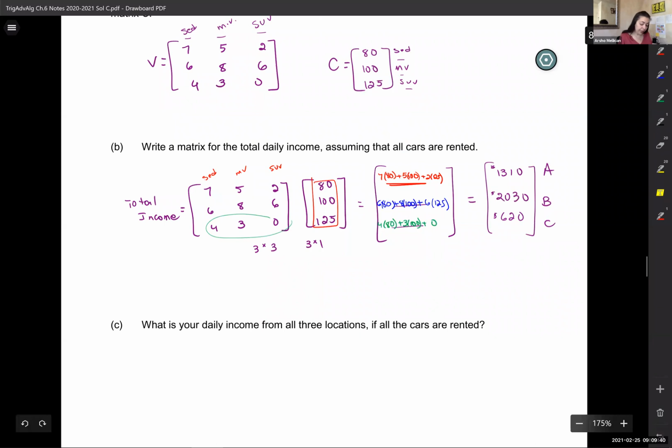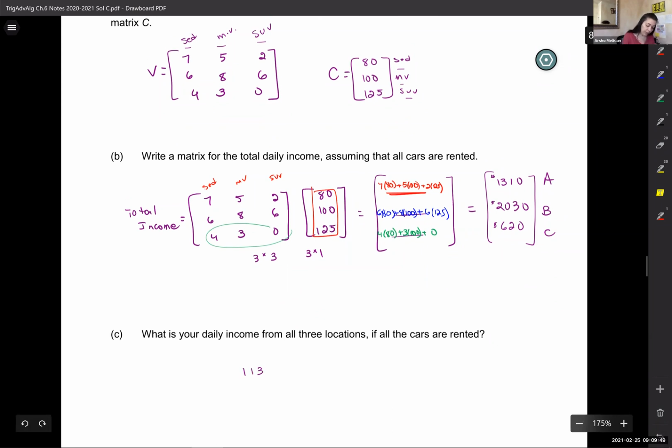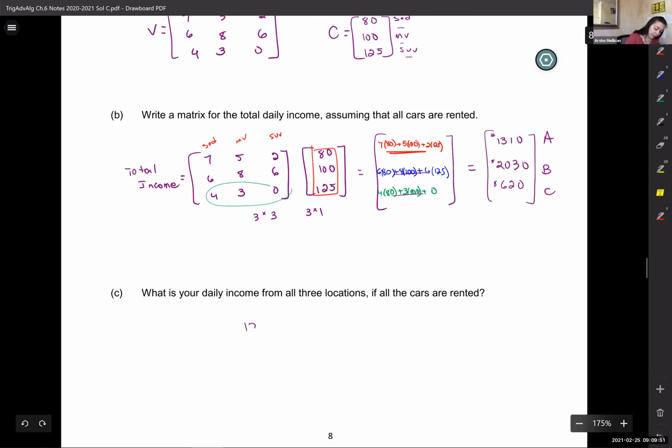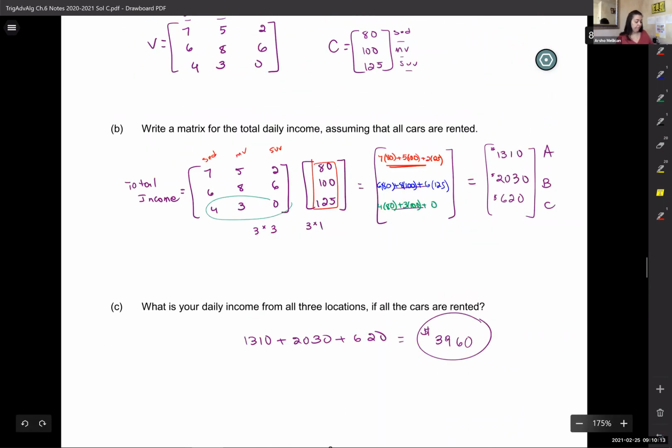So finally, what is your daily income from all 3 locations? The daily income from all 3 locations is the sum of all 3 of these. So 1310 plus 2030 plus 620, and that's $3,960. Okay? All right. So that is that.